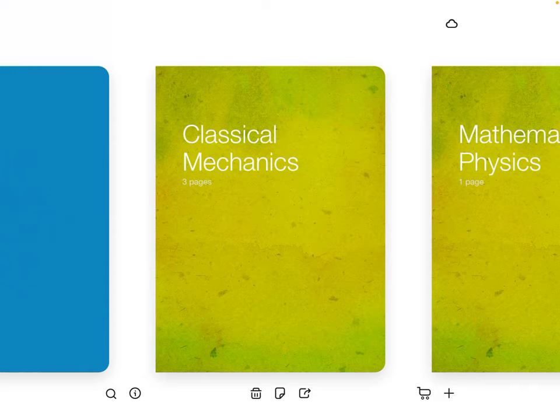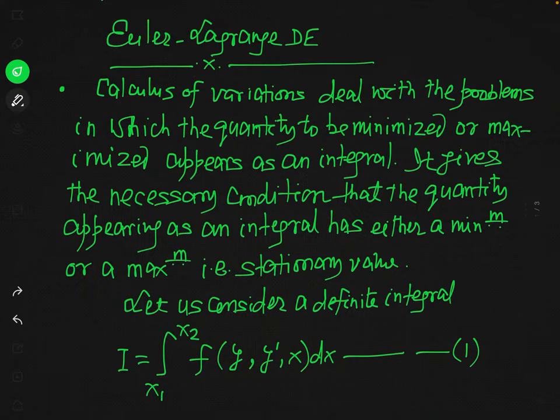After a brief introduction of calculus of variations, now we are going to discuss the actual problem of this topic. You know, calculus of variations actually deals with the problems in which the quantity to be minimized or maximized appears as an integral. In other words, it gives the necessary condition that the quantity appearing as an integral has either a minimum or a maximum, that is, a stationary value.